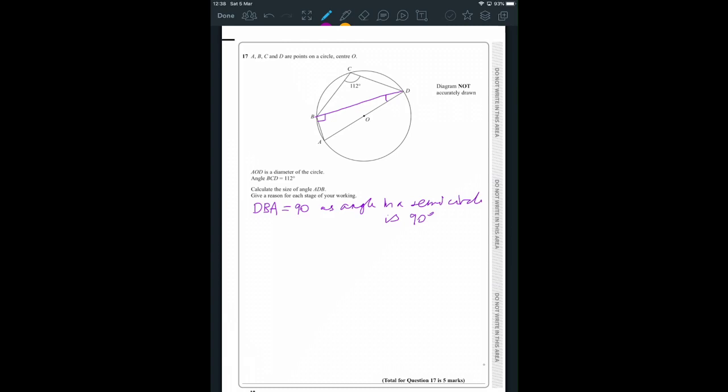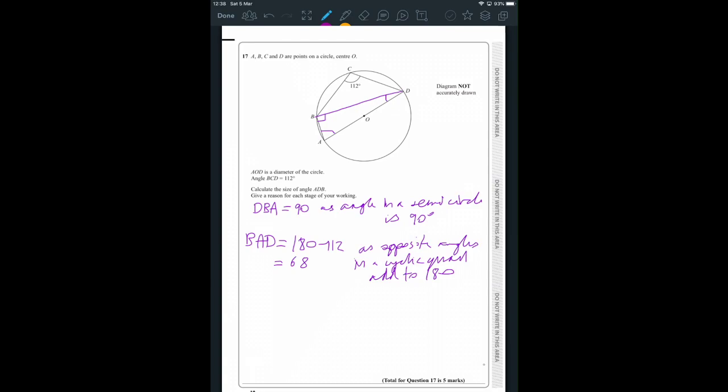Let's use the fact that BCD is 112. Well, notice that BCD and BAD are opposite angles in a cyclic quadrilateral. So BAD is 180 minus 112, which gives us an angle of 68, as opposite angles in a cyclic quad add to 180.